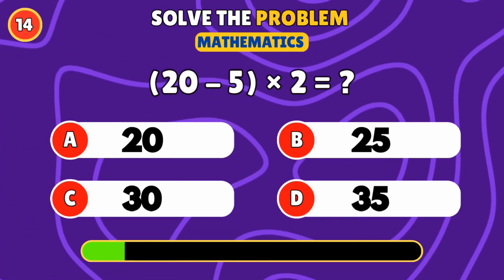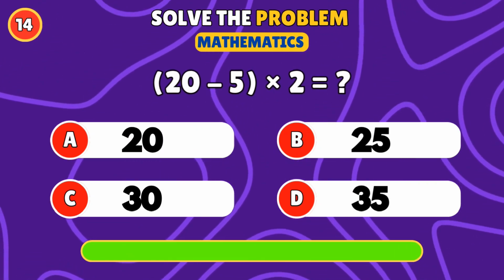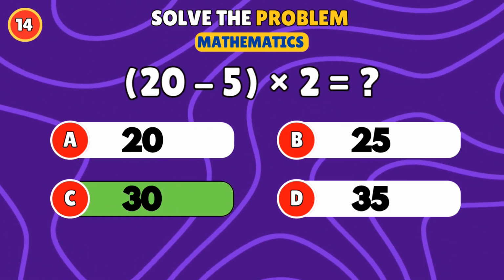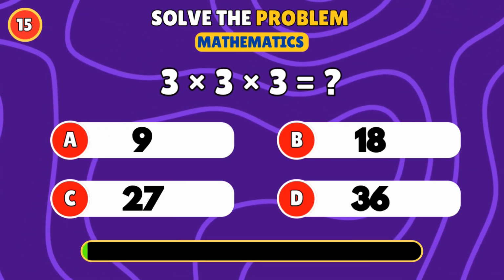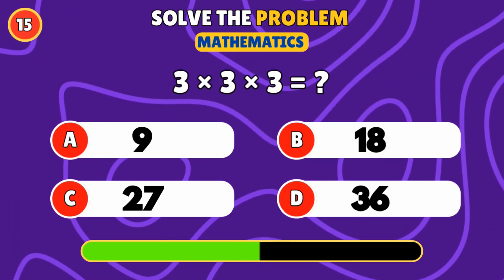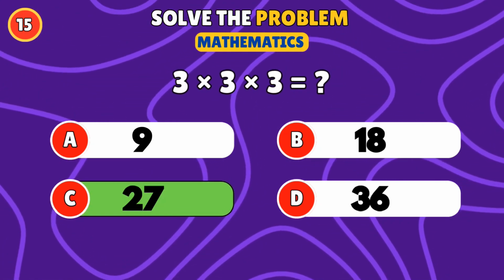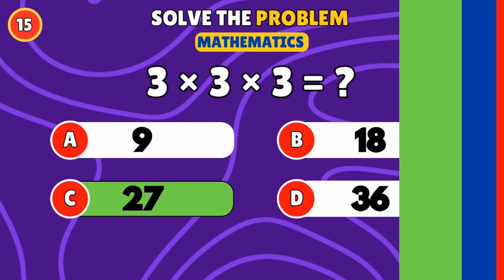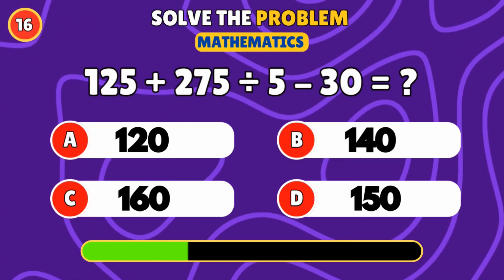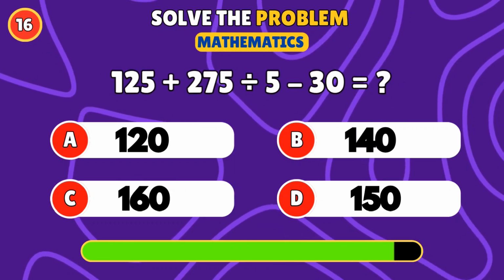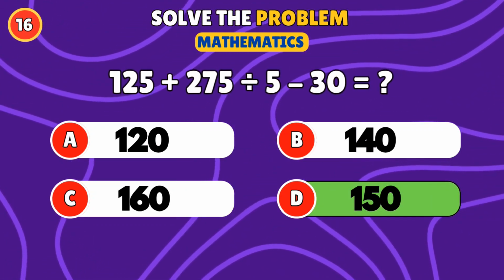Can you solve this equation? Yes, 30. 3 multiply 3 multiply 3. Answer is 27. Solve this one. You are genius, 150.